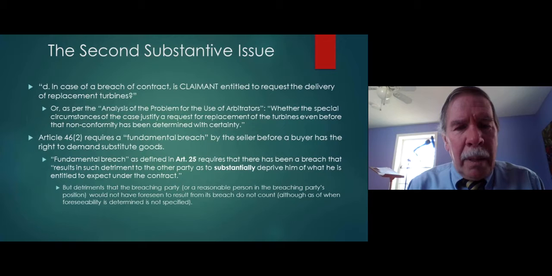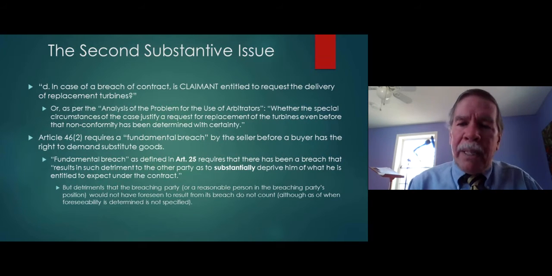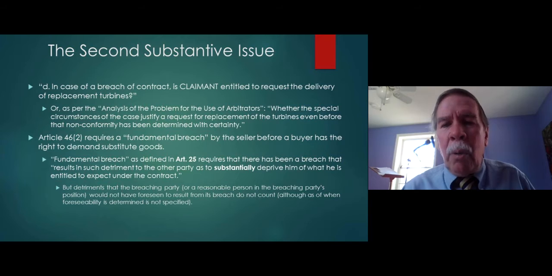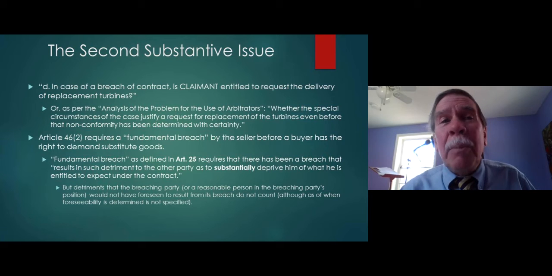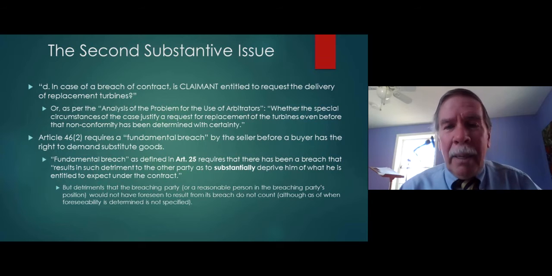But Article 25 also provides that detriments that the breaching party or a reasonable person in the breaching party's position would not have foreseen to result from its breach do not count towards the calculation of whether the breach has become fundamental. Although Article 25 does not specify exactly when you determine whether something is foreseeable or not.